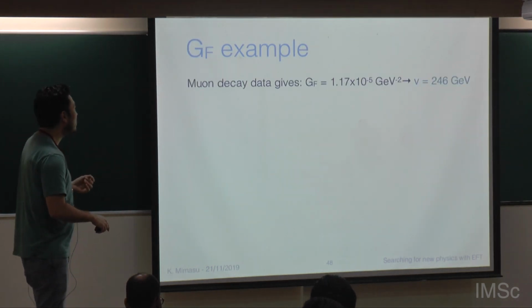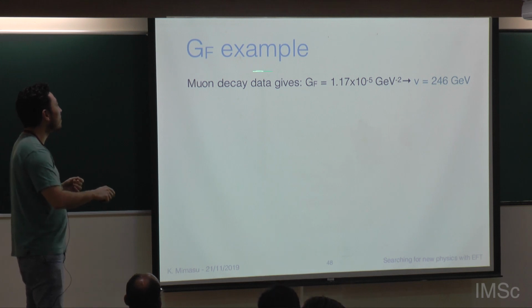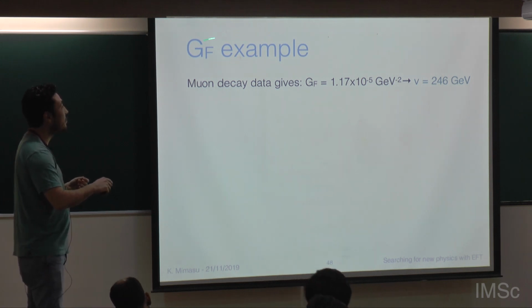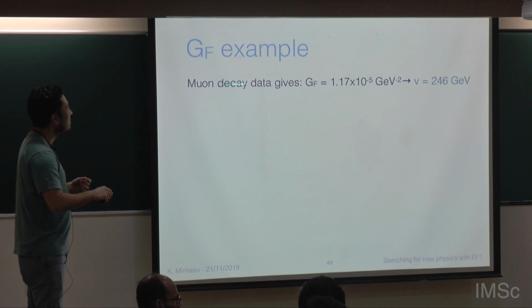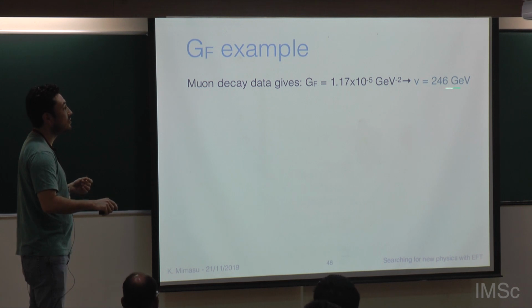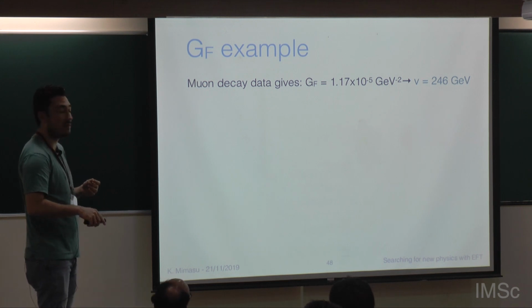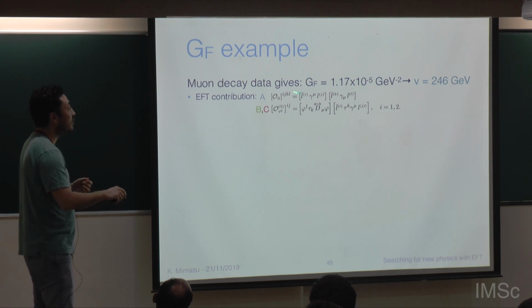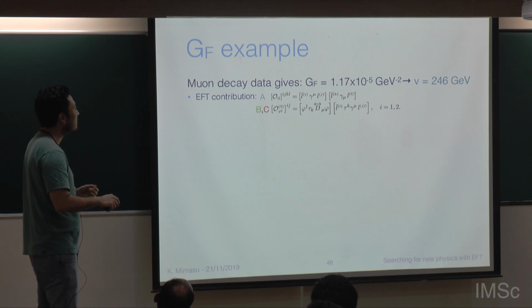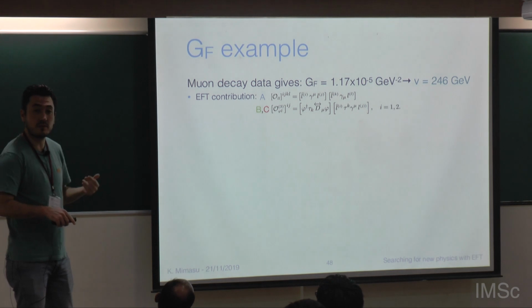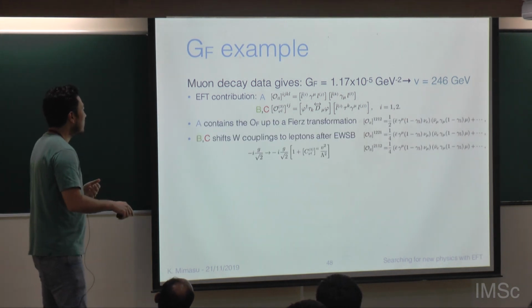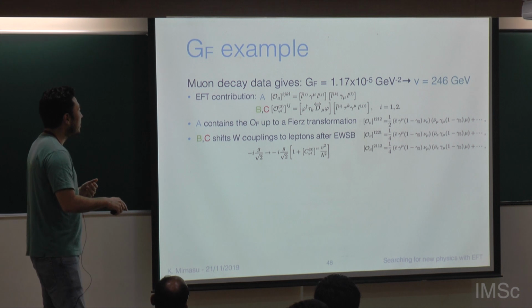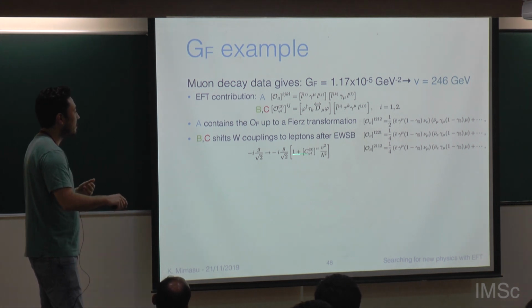And so I don't want to go into too much detail, but here just a quick example to see how that works. For GF, where we calculated it before, we matched it to the standard model earlier. You know that if we measure muon decay, then this value for GF comes out, which allows us to infer a value for the VEV, 246 GeV. And indeed, there are two types of operators which contribute to this. A 4-fermion operator, which is the same as the Fermi operator itself, as well as these two current operators, which actually shift the W boson interactions with the leptons. So that's what I said. Yeah, A contains OF, the Fermi operator. B and C shift these W couplings like this.